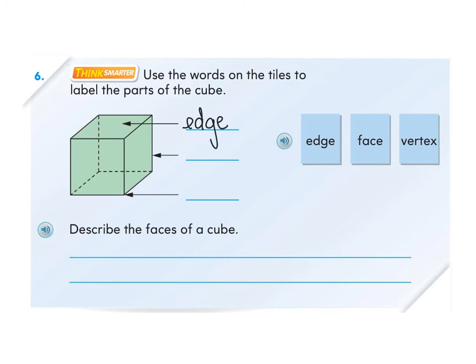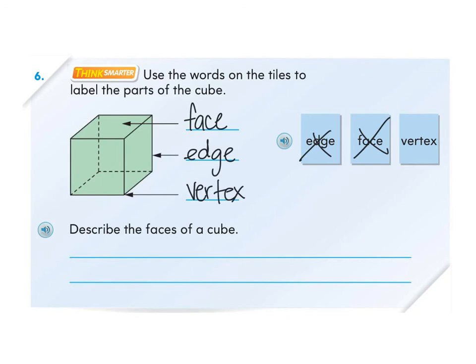Oh, I did the wrong one. This one's an edge. Now we gotta find the face. The face, this arrow right here is pointing to what is the face of a cube, or one of the faces of a cube. And then lastly, that means this one is the vertex. The vertex is where 3 edges meet. And this is pointing to where 3 edges meet. This edge, and this edge.